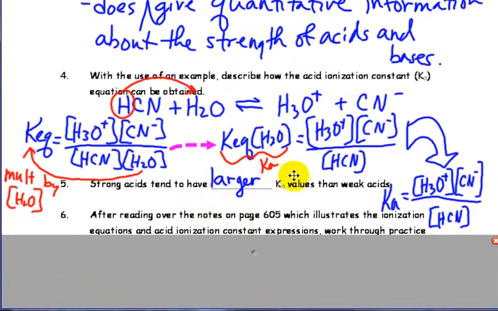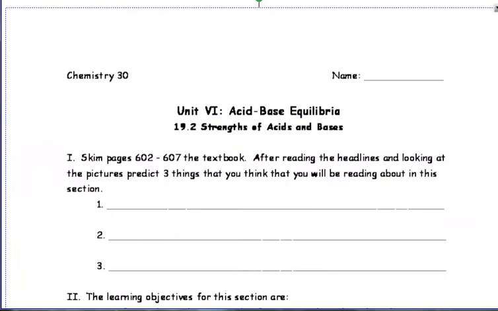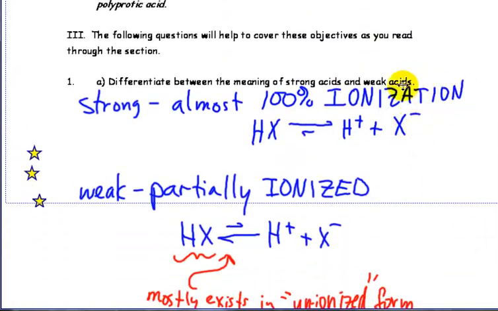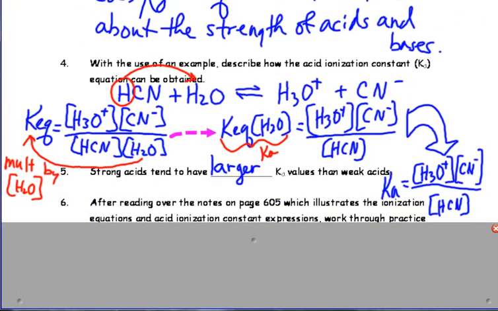So strong acids would have a high Ka value, because most of it exists on the right hand side if it's strong. It's mostly dissociated, which means a lot of products, fewer reactants. So as you can see, we'd have a high value here. A large numerator versus a small denominator would give you a large number overall.